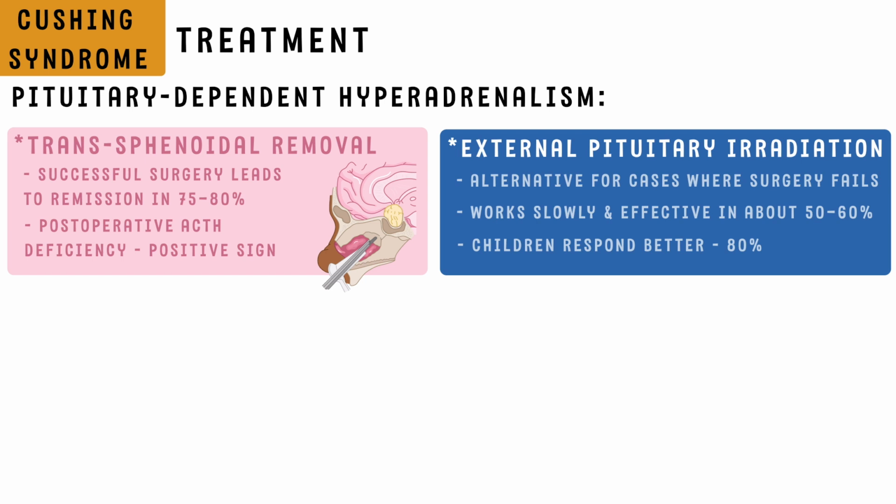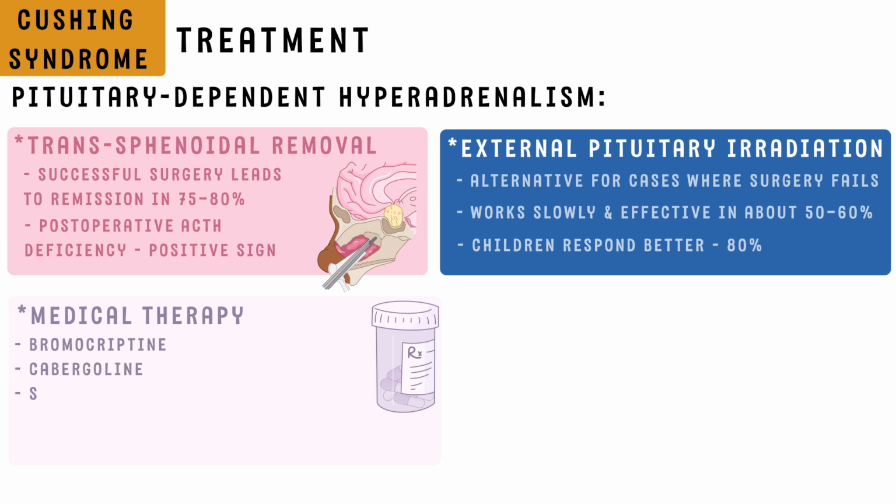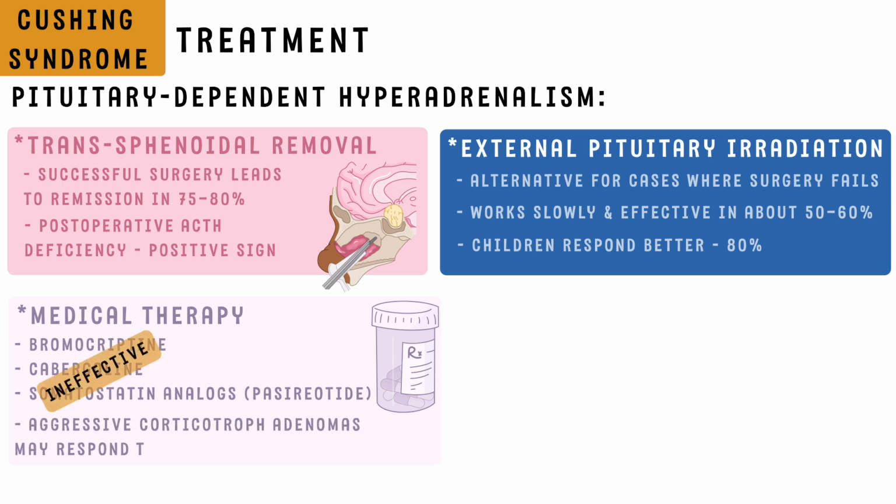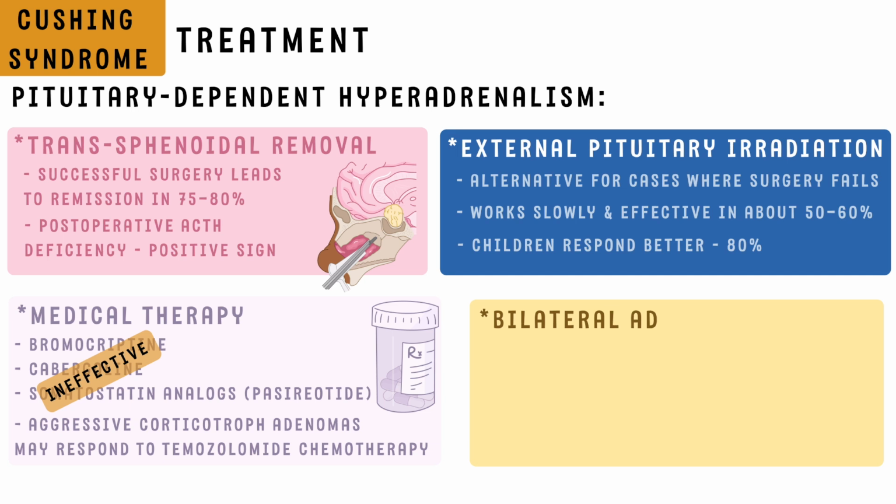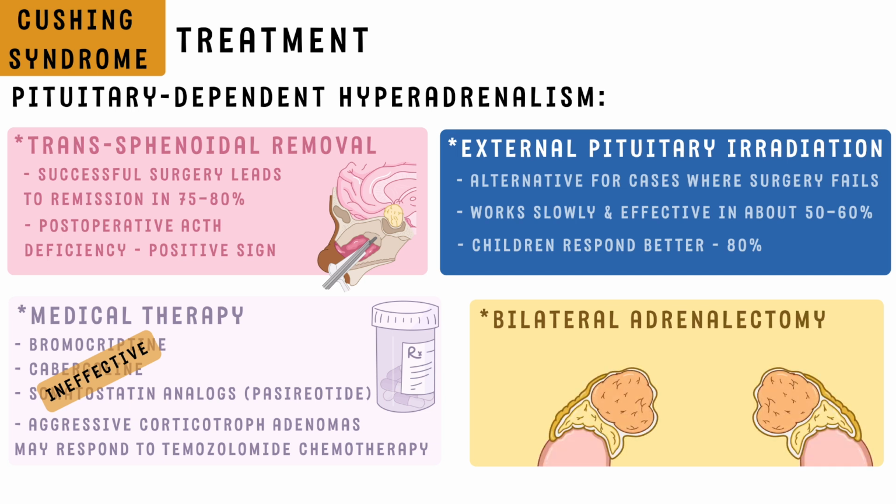Third is medical therapy to reduce ACTH levels. Medications such as bromocriptine, cabergoline, or somatostatin analogs like pasireotide are usually ineffective. However, aggressive corticotroph adenomas may respond to temozolomide chemotherapy. And the last one is bilateral adrenalectomy. It is considered a last resort if other treatments fail, and this procedure can be performed laparoscopically.